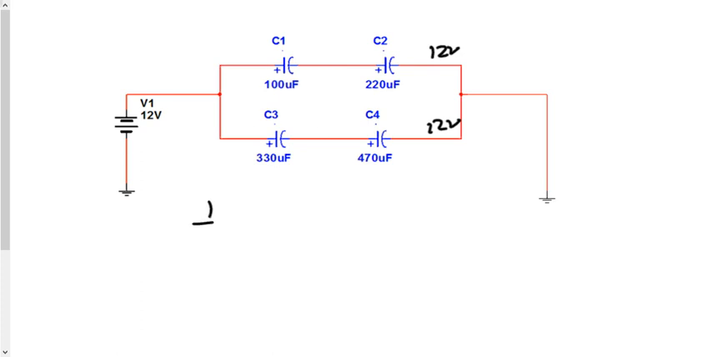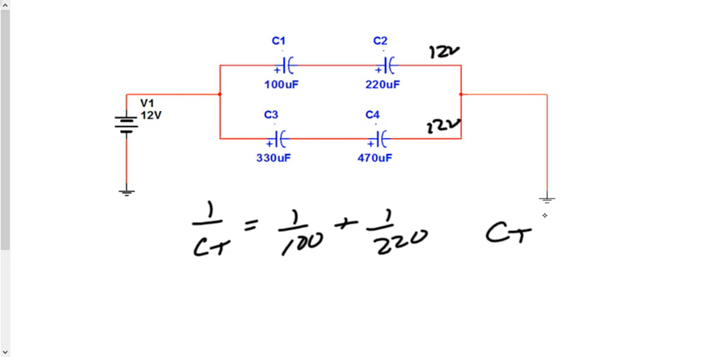Okay, for this, and I'll actually do this, I'm going to take 1 over C total equals 1 over 100 plus 1 over 220. And of course, then I'll get some kind of a C total value. Okay, well then I can get the charge on these guys by saying Q is equal to C total times the voltage. In this case, the voltage would be 12. So I'll take C total times that 12, and then that will be the charge on both of these capacitors. So I'll just label those as Q because they're in series with each other. So the charge on both of them would be the same.